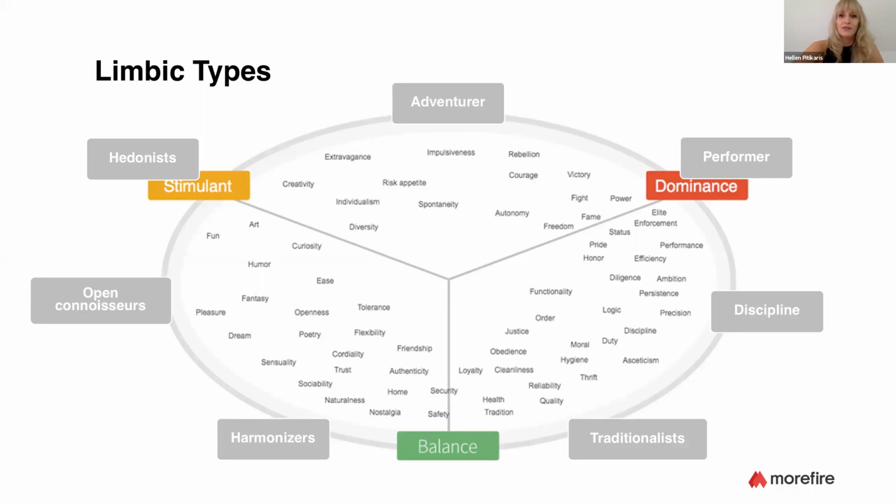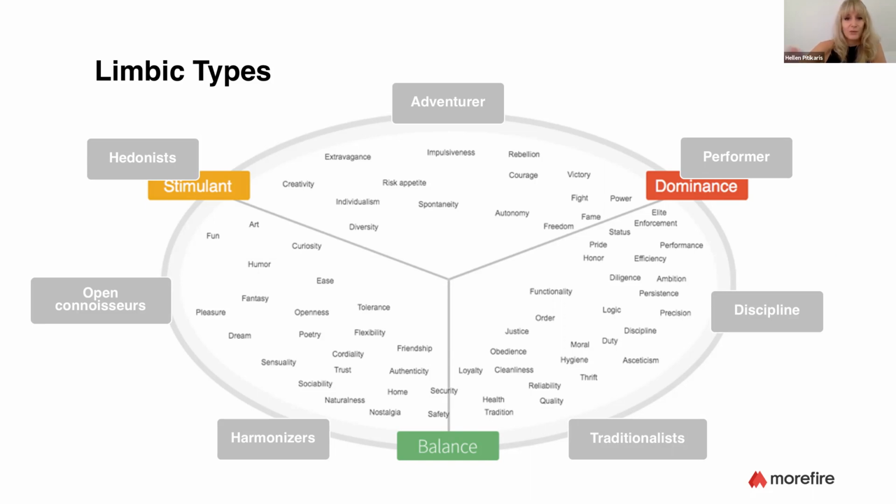And yeah, they focus on balance, on harmony, on care, on binding, family, good relationships. Then we have the open connoisseurs above that. They focus on openness and pleasure, but in a way that is not too exciting, unlike the adventurers, for example. Then our hedonists, strongly stimulant, totally fun-focused, so they only care about the short-term happiness, they don't care about tomorrow. Our adventurers, as the name already says, focused on adventure, strongly willing to take risks.